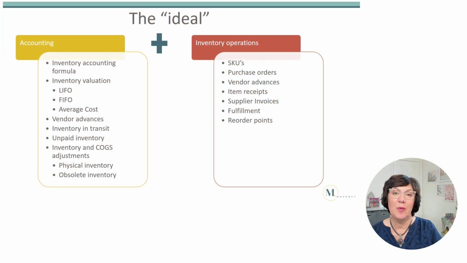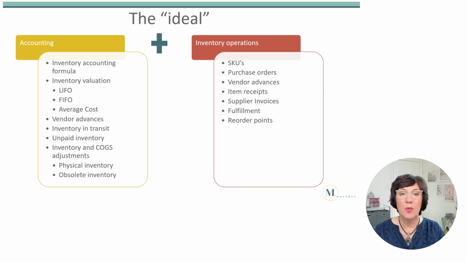As I mentioned before, we have an ideal, we have perfection, and then we have what can actually happen. When we look at the ideal, and if money was no object, this is what you would be doing. And in fact, large corporations track inventory this way. They're dealing with inventory accounting formulas, inventory valuation, whether it's LIFO, FIFO, average cost, tracking vendor advances, tracking inventory in transit, unpaid inventory, inventory and cost of goods sold adjustments related to possibly physical inventory and obsolete inventory.